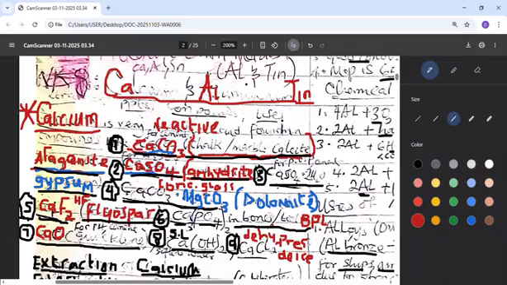In this lesson, we'll be looking at the topic metals, but we'll be focusing on calcium and aluminium. To start with, looking at calcium, it is very reactive. If you look at the group it belongs to, that's group 2 on the periodic table, very reactive.